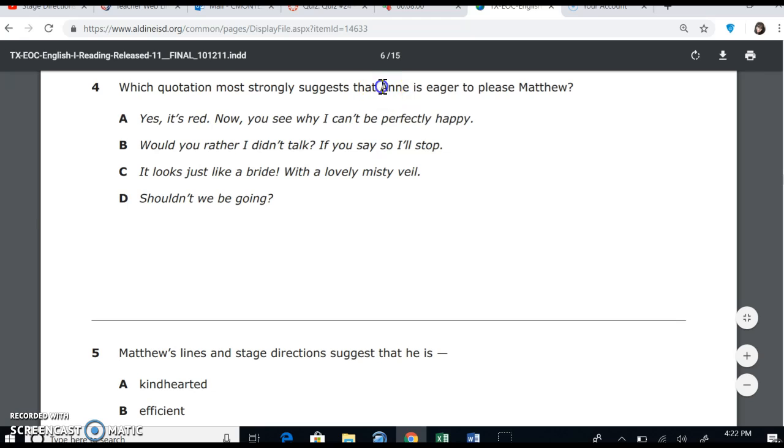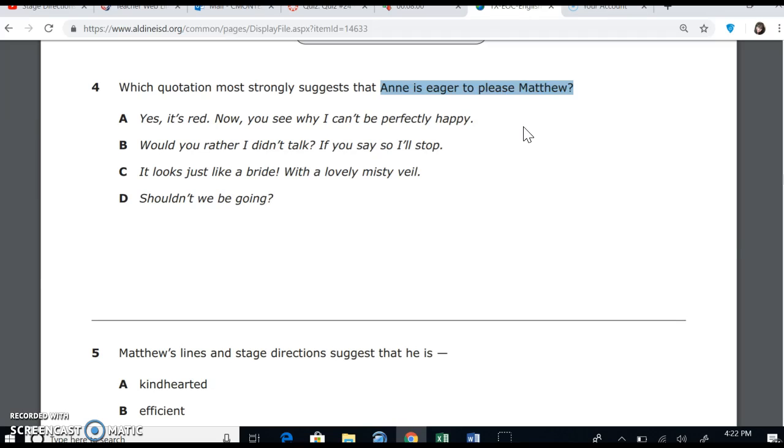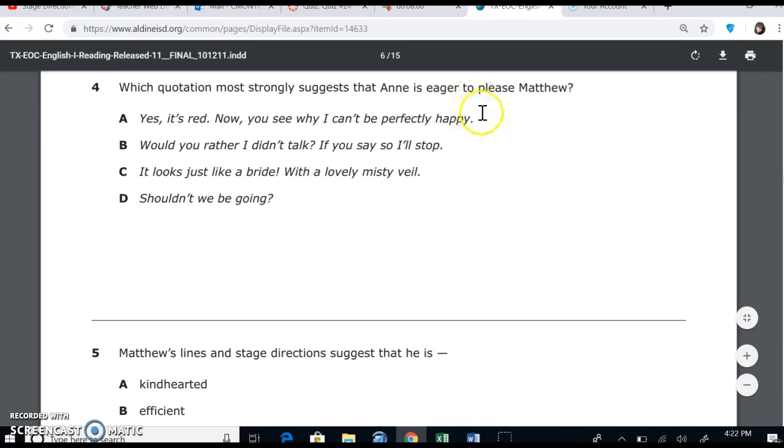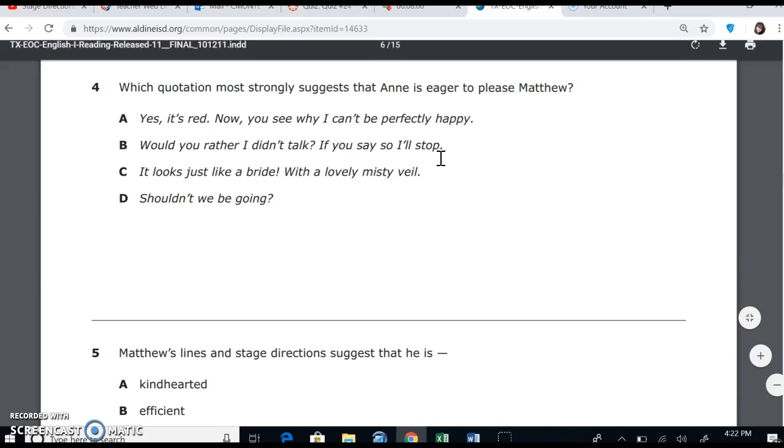So right here, this is the focus of the question, that Anne is eager to please Matthew. So this needs to be positive, like she is doing something to please him. Letter A, yes, it's red. Now you see why I can't perfectly be happy. This is a nada que ver. Letter A would be nada que ver. So exit that one out already right now. B, would you rather I didn't talk? If I say so, if you say so, I'll stop. So that's an action showing that she is trying to do something.